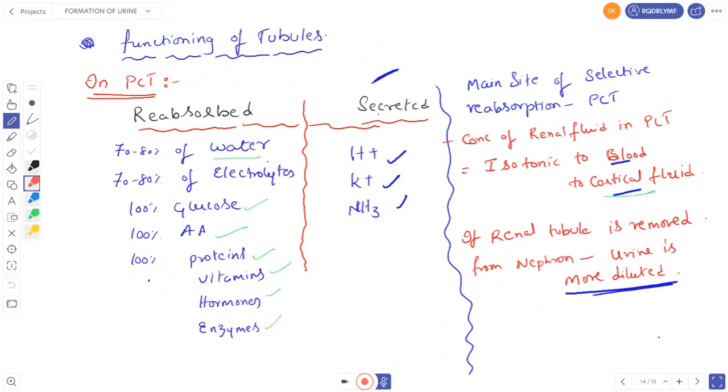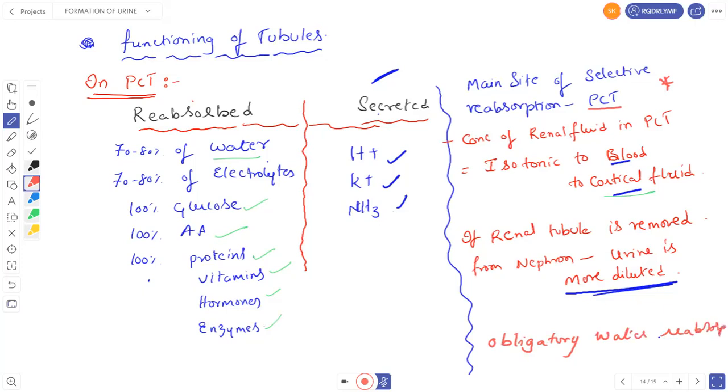Then functioning of tubules. Let us go for how this urine is formed. Let us see now the formation of urine in the PCT. So what are the substances that undergo selective reabsorption? What are the substances that are secreted into the PCT? So PCT is the main site of selective reabsorption. Very important point. PCT is the main site of selective reabsorption, and obligatory water reabsorption occurs. Obligatory means compulsory. So compulsory water reabsorption occurs in the PCT.